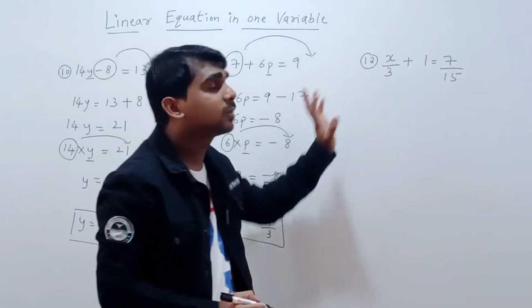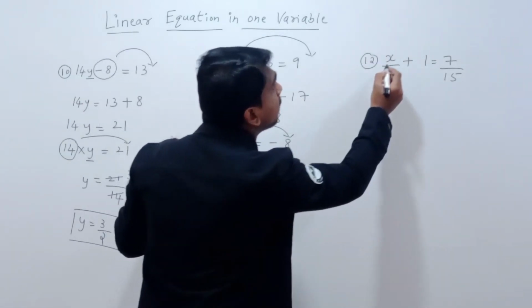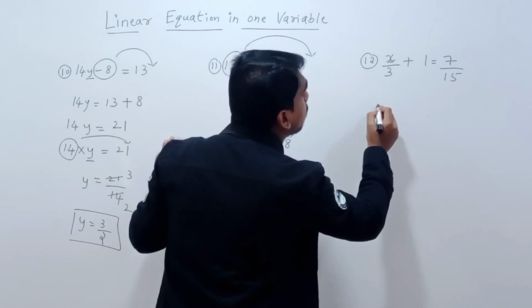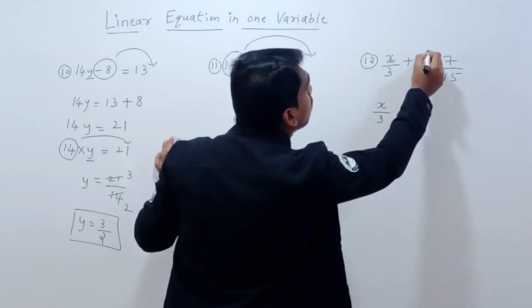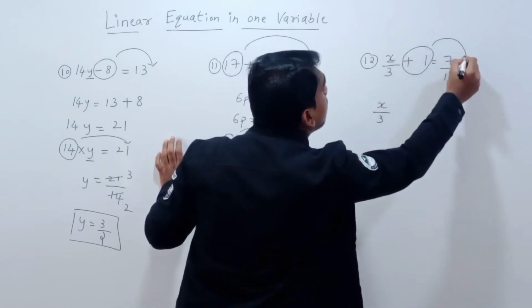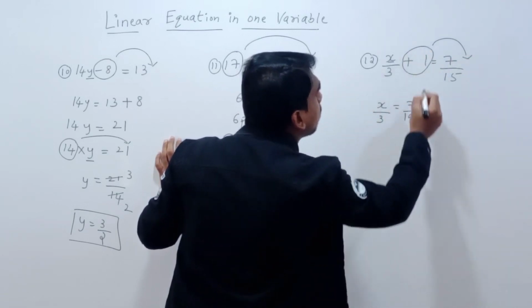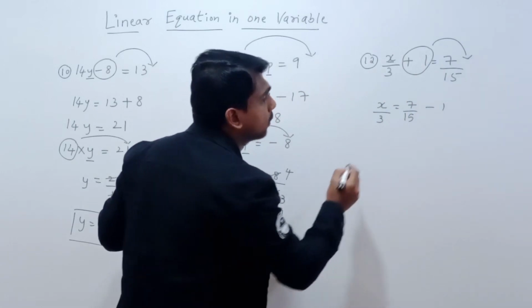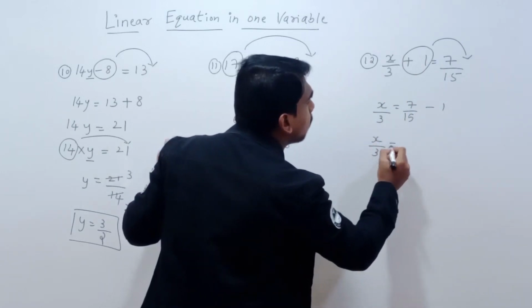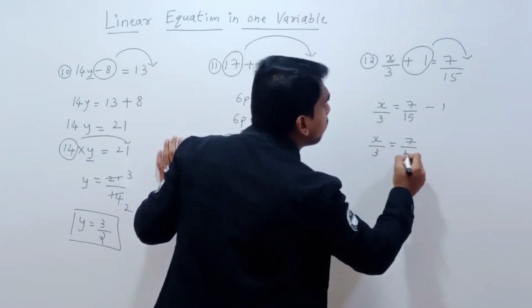Now the last question. Here we have to find the x value. So we'll write x by 3. First we'll move the plus 1 to the right side. It will become 7 by 15, plus 1 will become minus 1. x by 3 is equal to 7 by 15 minus 1.